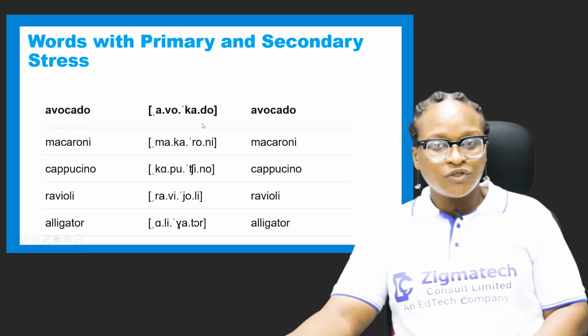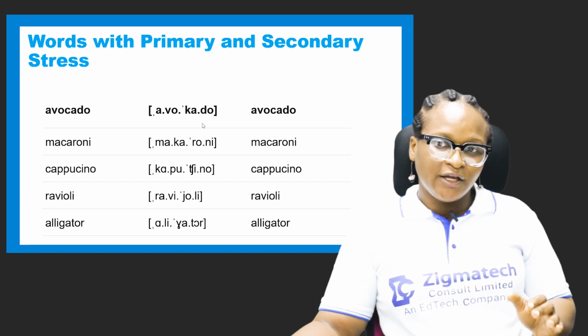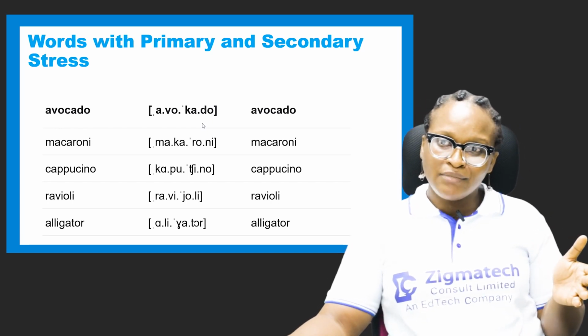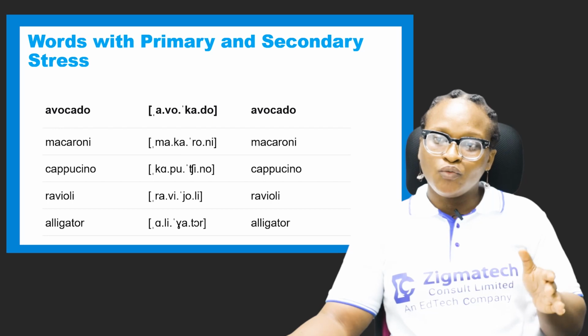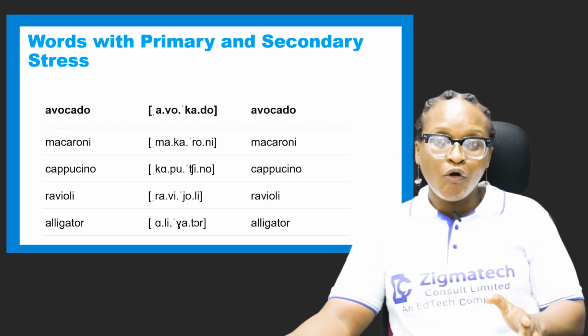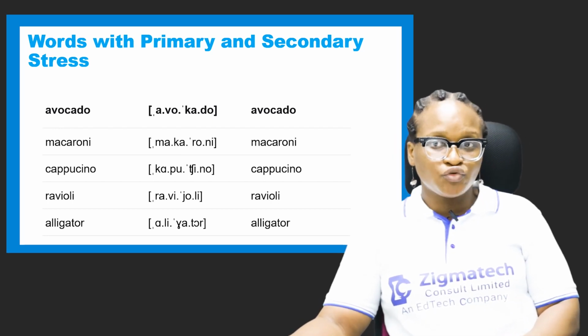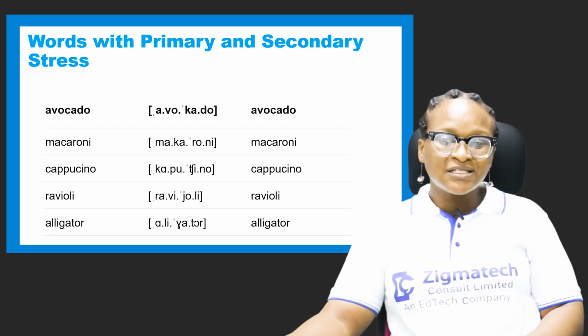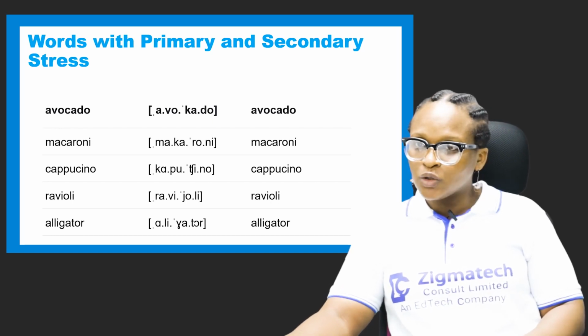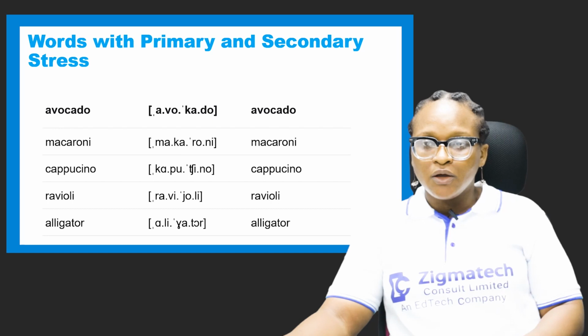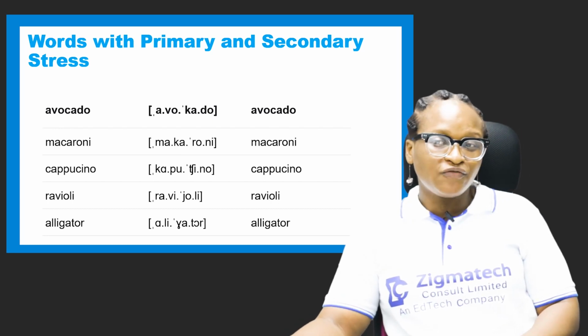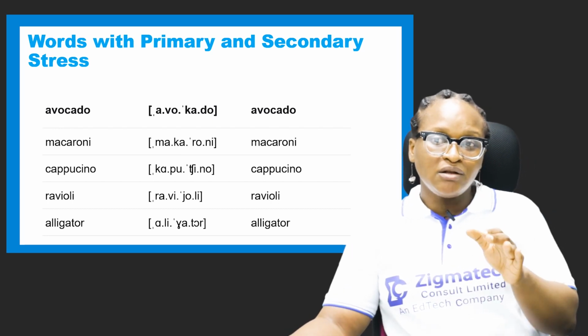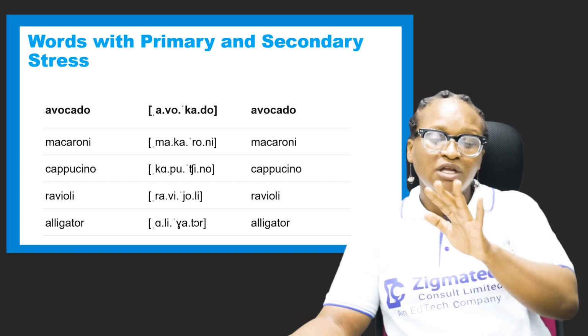Now, some other way that I make my students understand where stress could be, it is always impossible for stress to appear in silent vowel sounds, all right? Where you have your schwa sound, those silent vowel sounds, by silent vowel sounds, I mean the schwa sound.